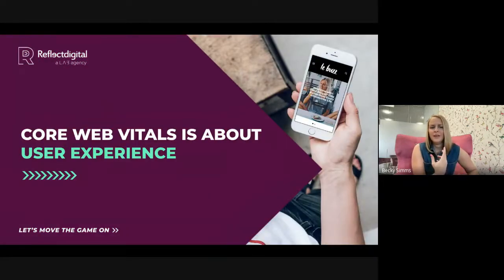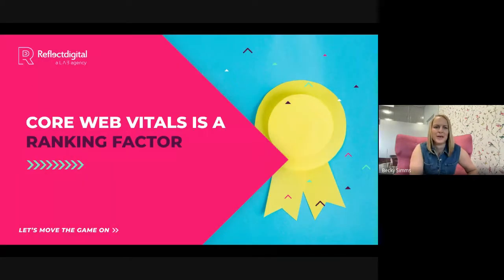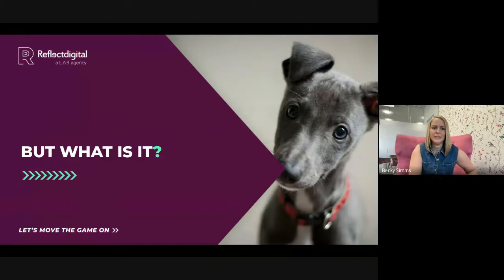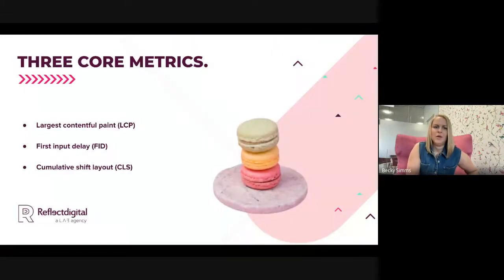So Core Web Vitals is all about user experience. And when we're talking about intent, we're talking about users and humans and what it is that we think about. So Core Web Vitals, for anyone that's not been clued up on this, is now a ranking factor. So it's a really important part of your SEO strategy. But what is it? Well, there's three core metrics, and they're all around how your site loads.